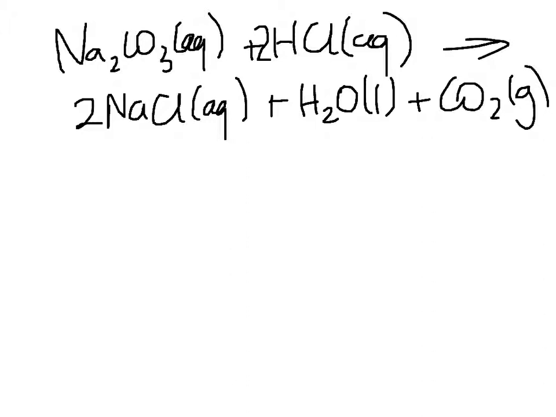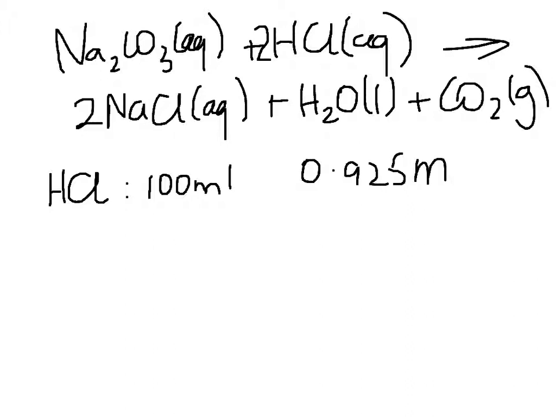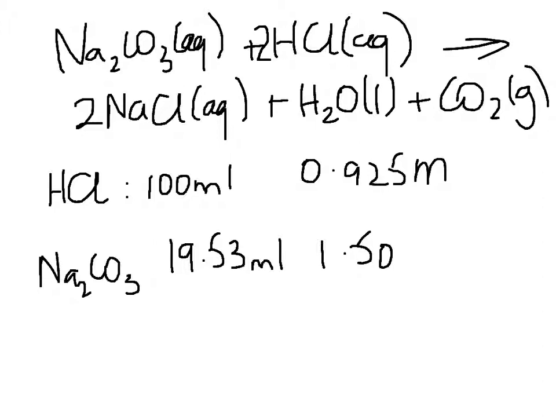Now what we need to look at here is what we have as far as information goes to determine how many moles of the hydrochloric acid has been used. So let's look at both of the things we have in this second reaction. HCl, originally we had 100 mils, and we had a 0.925 molar solution. With the sodium carbonate, we got an average titer of 19.53 mils, and we had a 1.50 molar solution.